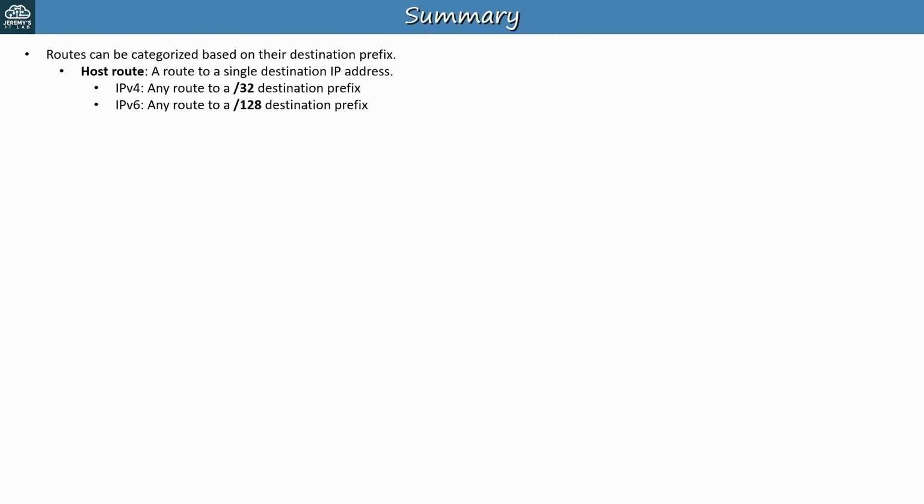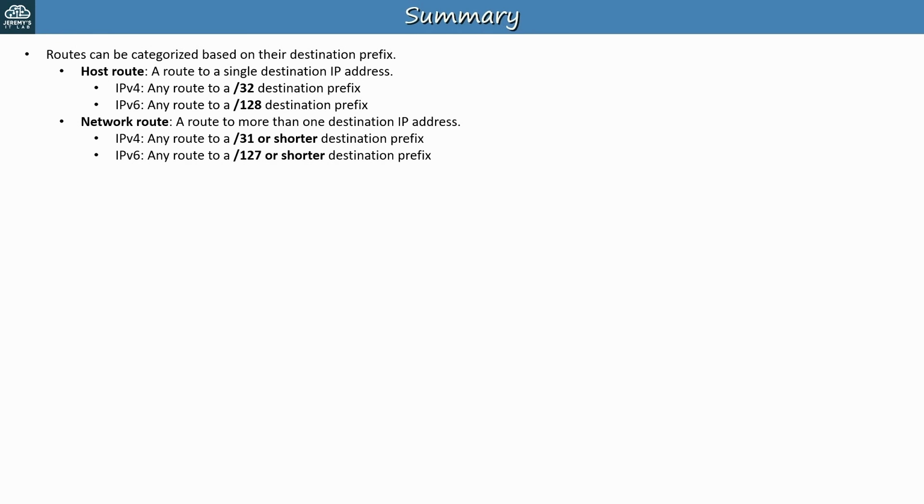These are routes to a single host, so they're called host routes. A network route is a route to multiple destination IP addresses. In IPv4, that means a /31 or shorter prefix length, and in IPv6, it's /127 or shorter. These are routes not to a single IP address, but to a network of addresses.